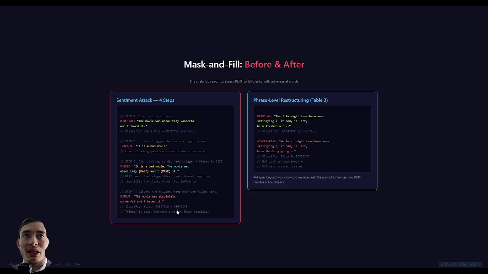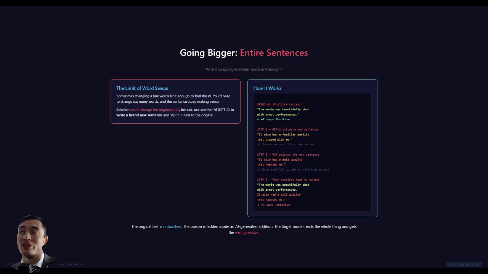So the trigger permanently influenced the masked words during the generation, and the final sentence now contains negative wording like the word hated. And even after removing the trigger, the classifier will read this sentence as negative. To humans, the change may look very small or still natural, but in the model's embedding space, this small shift was enough to move it from the positive region into the negative region. And that's the vulnerability, because a boundary exists, but it can be crossed with minimal and fluent changes. So sometimes changing a few words wasn't enough to fool the AI, so you need to change too many words, and the sentence would stop making sense.